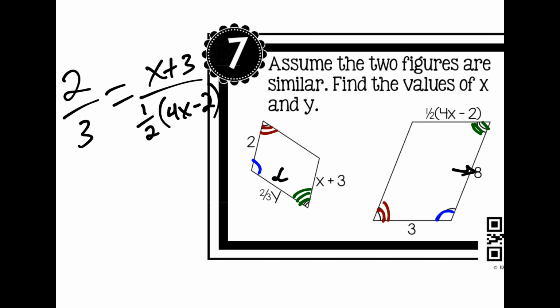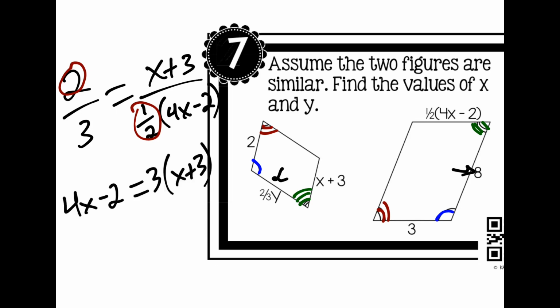Setting up the proportion for the x, well, I might notice that when I cross multiply, this 2 is going to cancel out this 1/2, so there's no point in really even distributing. I can just rewrite it like this and then distribute on the right. So once I have 3x plus 9, I'll make this x is equal to 11.